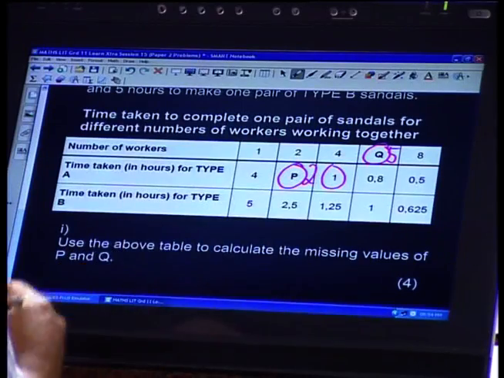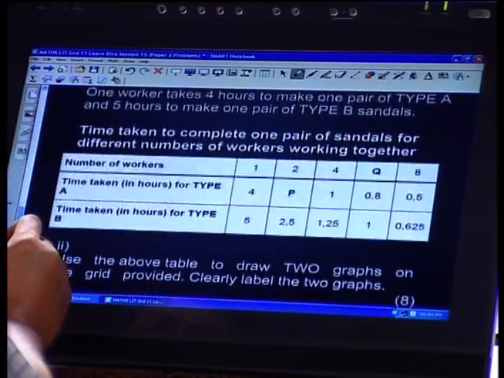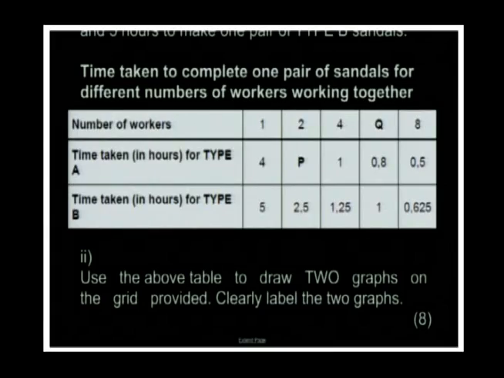So the more people we have working in our factory, the quicker it's going to take to make a pair of sandals. And that kind of should make sense to you. Right, now, use the table to calculate those values. We've done that. Let's move on. It now says, use the above table to draw two graphs on the grid provided.